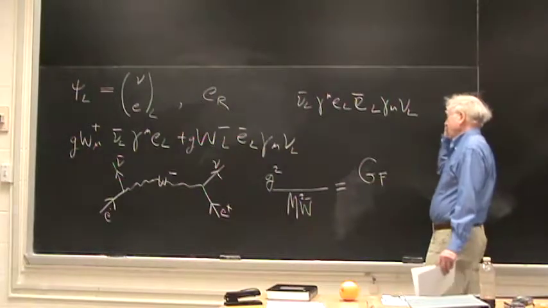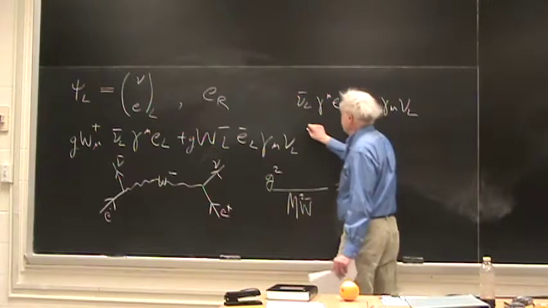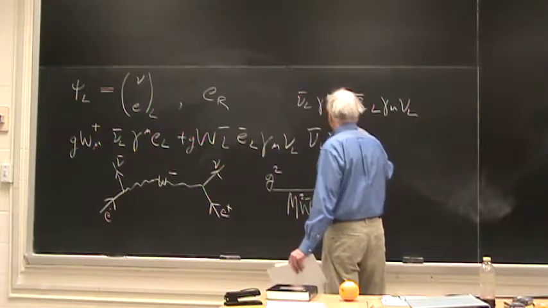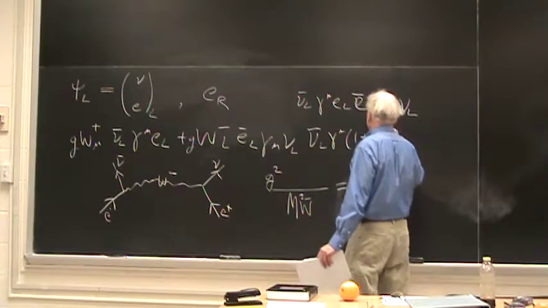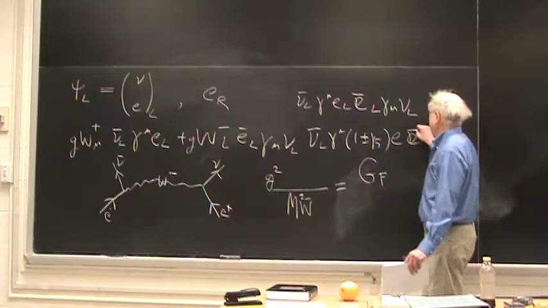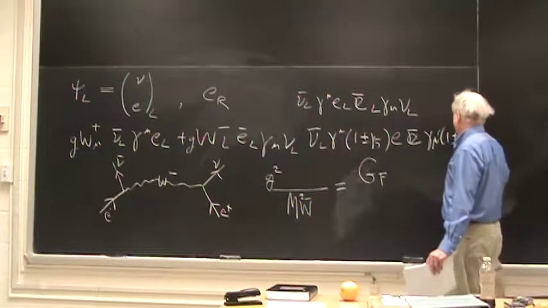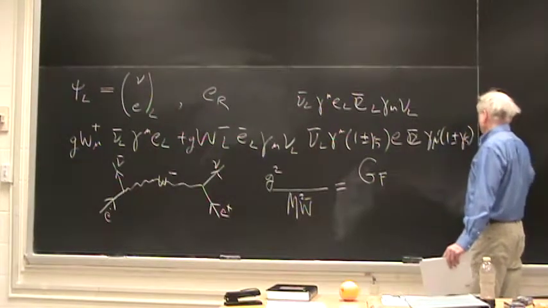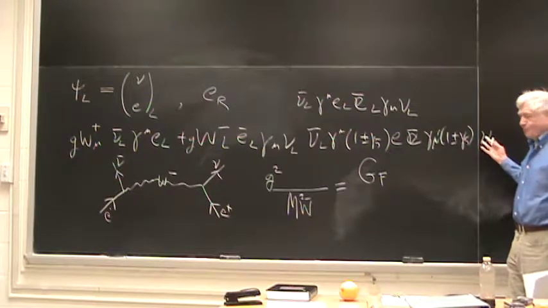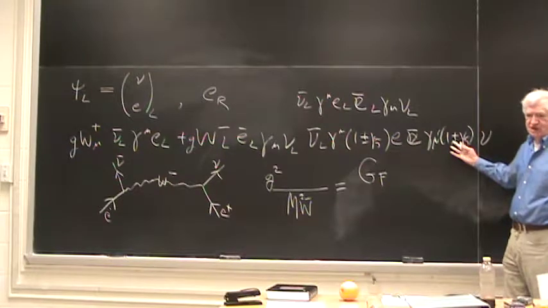And the EL in both cases can be re-expressed as gamma mu 1, and I don't remember the sign, but it's plus or minus gamma 5 E, and then E bar gamma mu 1 plus or minus gamma 5 nu. So in other words, you can replace this by a 4 vector here. You put in the right-handed field, but it gets projected out by this projection operator.